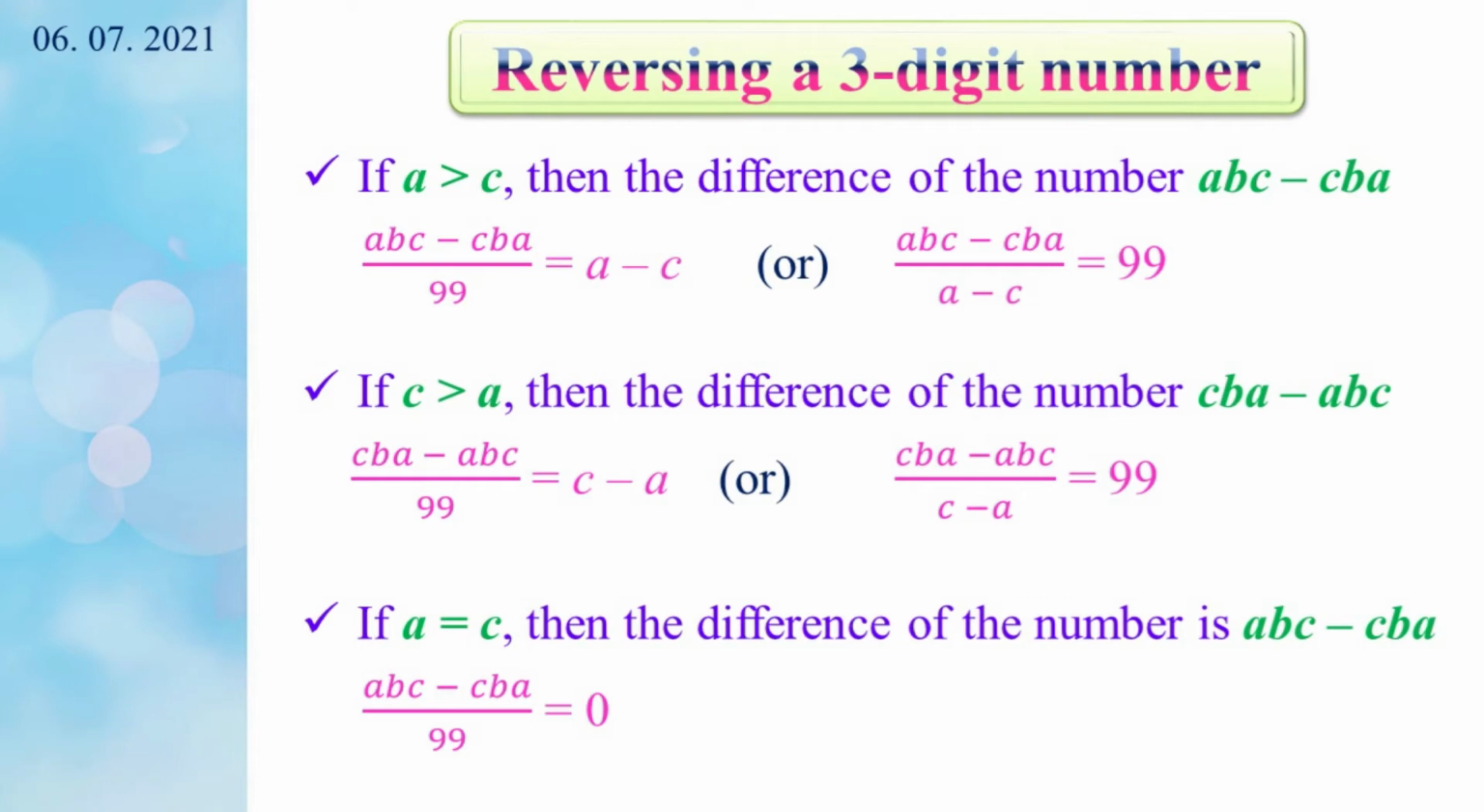The difference of any 3-digit number ABC and the number CBA, obtained by reversing its digits, is exactly divisible by 99, and the quotient is the difference of the hundreds and ones digits of the number, A − C or C − A. And dividing by that digit difference, the quotient is 99.